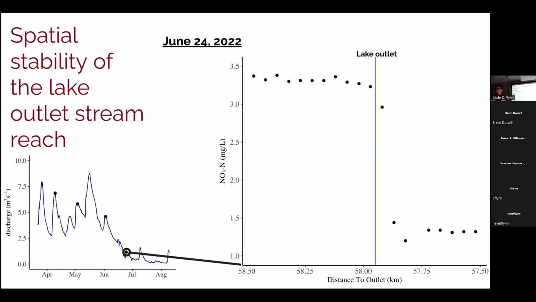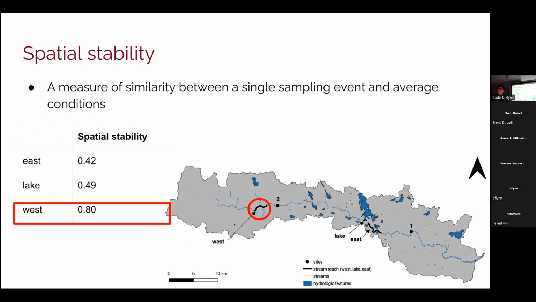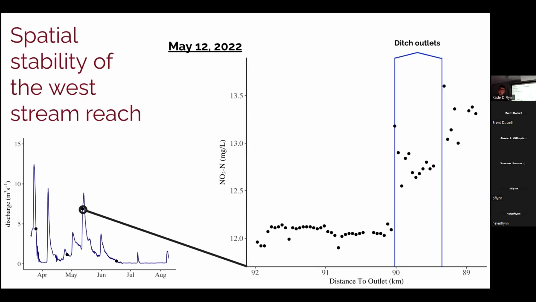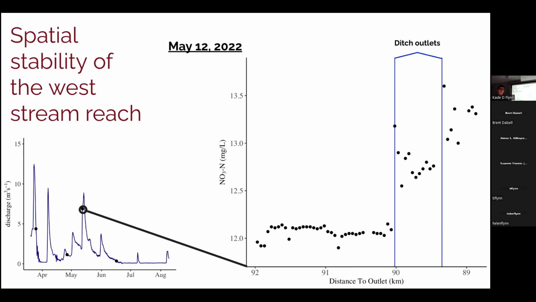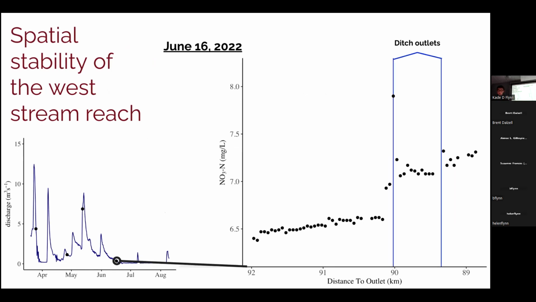And so not only is this lake having a variable influence on our measurements of nitrate concentration, but the influence is also quite high. And then looking at the western stream reach, where we have this high spatial stability, we can compare these stream water chemistry profiles for a high flow event and a low flow event. And here, we see these increases at the location of these ditch outlets draining agricultural land. And we see this same pattern between these two events. I'll just go back and forth between them really quick. The magnitude of increase changes, but the pattern is the same.